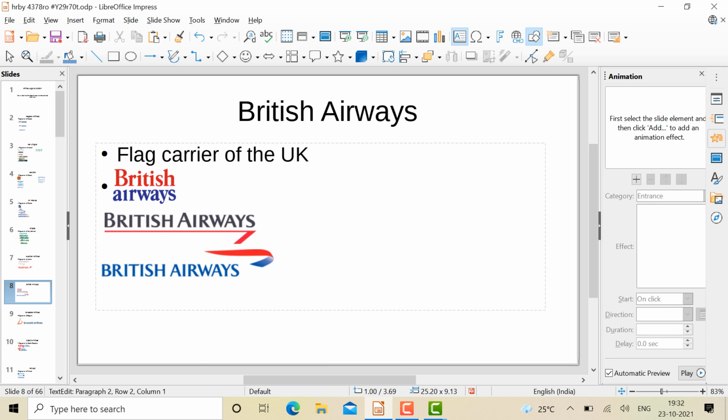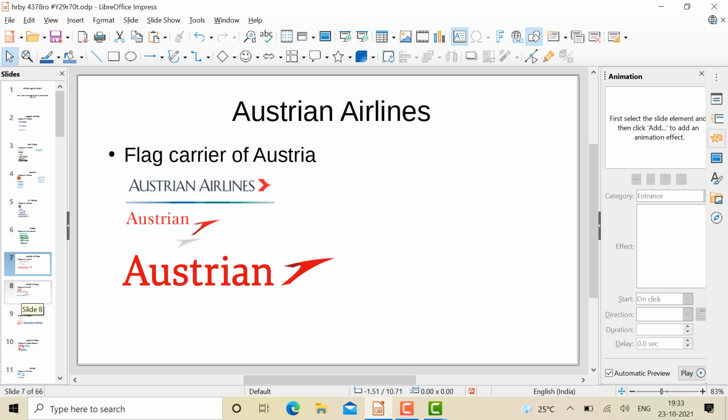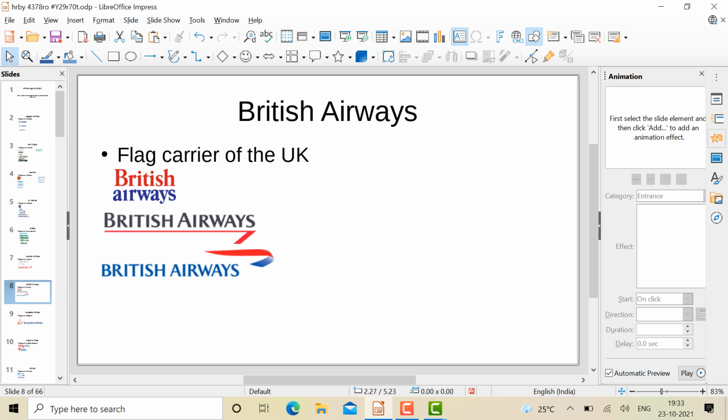The first logo for British Airways was formed when BOAC and BA merged. The first one was just simple, British Airways written on it with contrasting colors, red and blue. The word British was in red, while the word Airways was in blue.